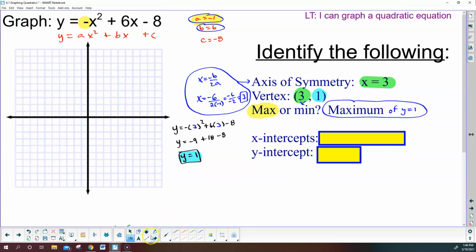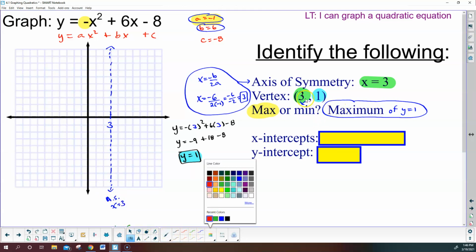So I might stop right here, and let's graph what we know. I know that x equals 3. 1, 2, 3. That's my axis of symmetry. And then I know that when I go over 3 up 1, that's my vertex.